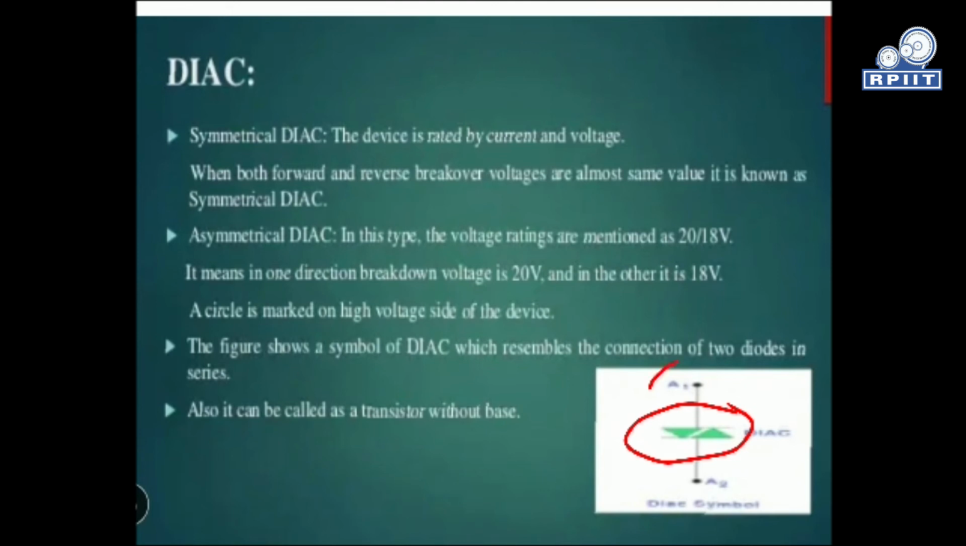It has two terminals. The DIAC has two basic types: the symmetrical DIAC and the unsymmetrical DIAC. This depends upon the current and voltage rating basically, since the device is rated by current and voltage. When both forward and reverse breakover voltages are almost the same, it is known as a symmetrical DIAC. If this diode is working in the forward direction and this diode in the reverse direction, the voltage level will be the same. Say this is 18 volt, then it should be 18 volt as well. So this is the symmetrical DIAC.